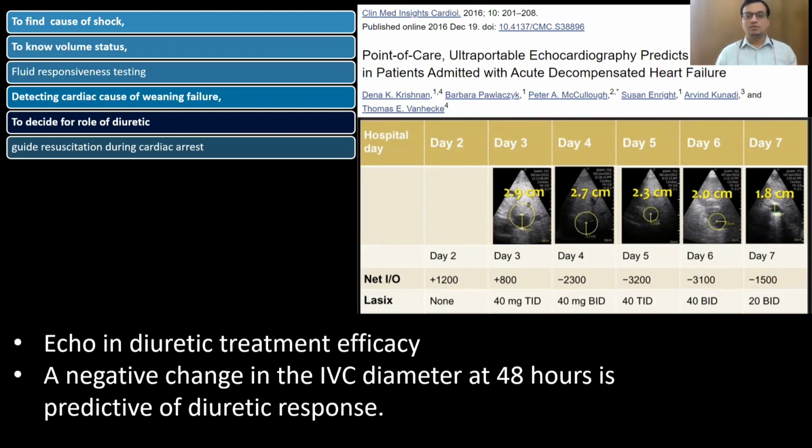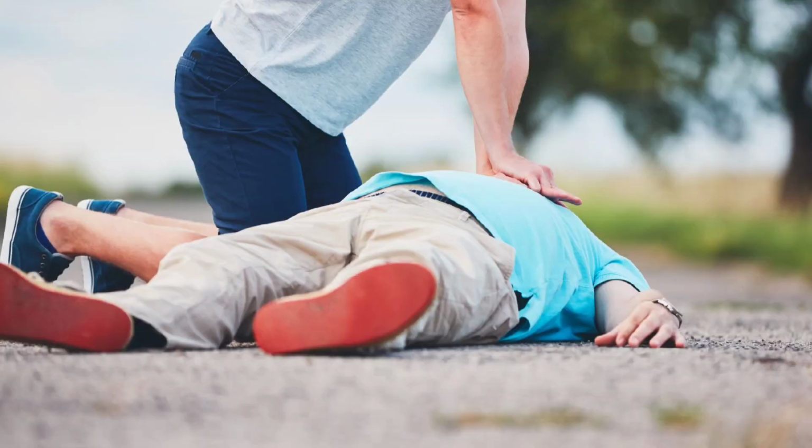Echocardiography predicts the diuretic response in patients admitted with acute decompensated heart failure in ICU. A study in 47 critically ill patients observed that a negative change in the IVC diameter at 48 hours is predictive of diuretic response. Echo has been used to guide resuscitation during the course of CPCR.